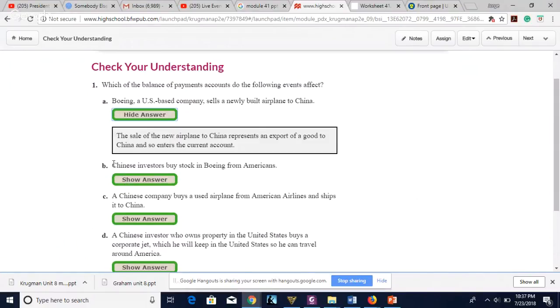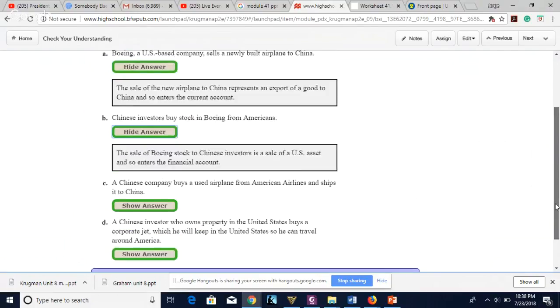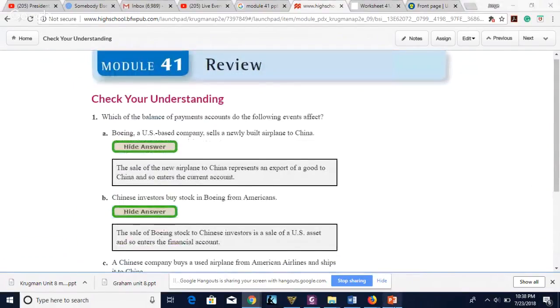Let's do this one. Chinese investors buy stock in Boeing from Americans. Let's see the answer. The sale of Boeing stock to Chinese investors is a sale of USA assets. Exactly. So that is considered a financial account. This one, when you buy goods and services, that is part of the current account. All right.